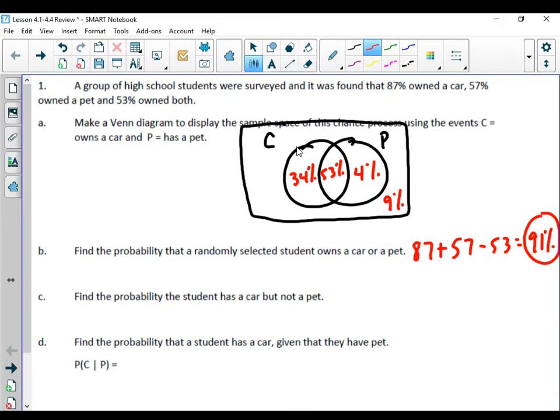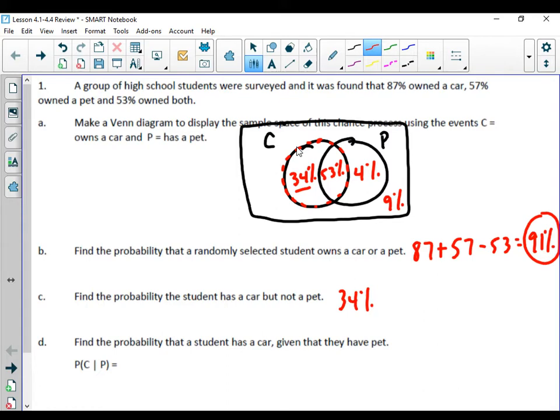Okay, part C wants to know, what's the probability the student has a car but does not have a pet? Essentially, I'm going to look at what's inside the car circle, but ignore the part that's in the pet circle. So the part that has a car and not a pet would be 34%.